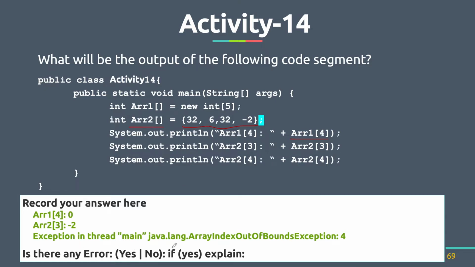So if you get this error in your Java program, it is easy for you to know what is the cause of this error, because now we know that array index out of bounds exception means that we tried to access a memory location that is not part of the array. So this helps you troubleshoot your program.